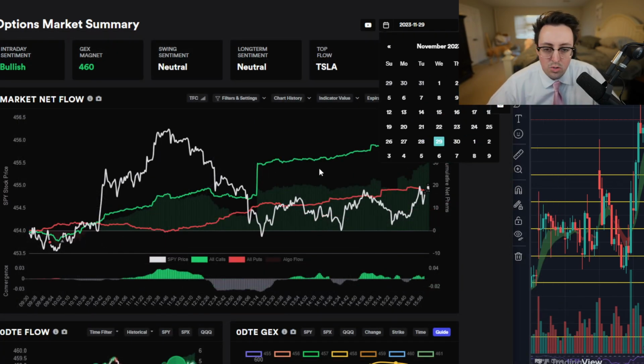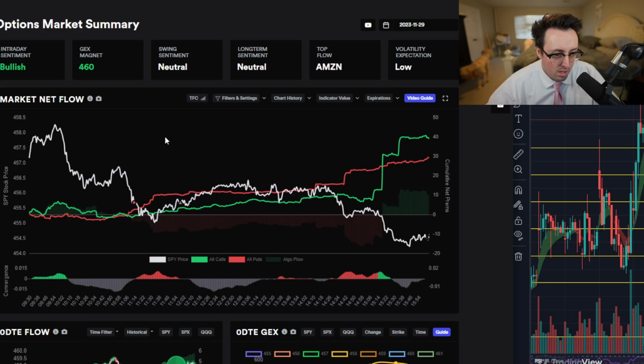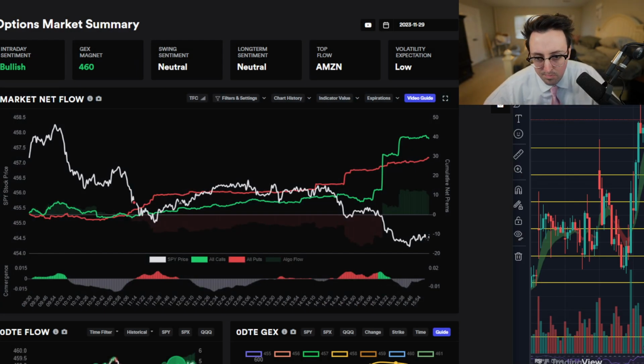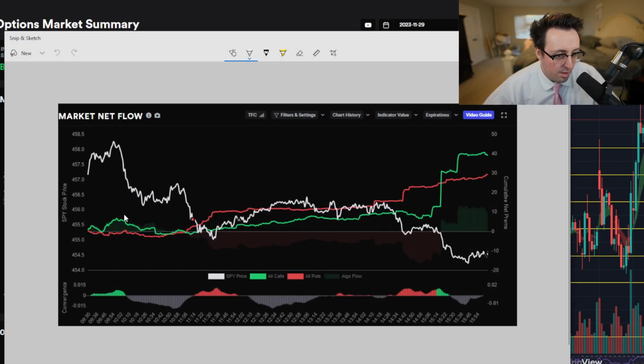Let's move along here, the 29th. So this one was a little bit rough because it looks like we had some pretty choppy flow. But we did trend down for most of the day here. So let's take a look and see what we have here.